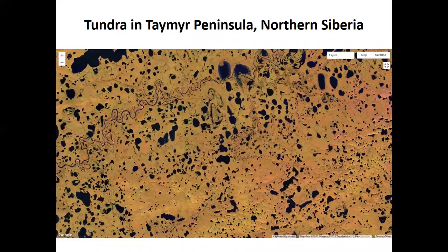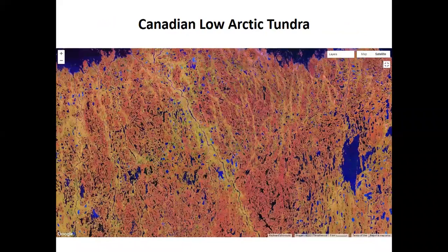Just a couple of other examples of tundra. That's the tundra in Taimyr Peninsula in northern Siberia. Also, you could see many small lakes and virtually a lack of any tree vegetation. But there are many small bushes and grasses and other small plants surviving in those harsh northern conditions.